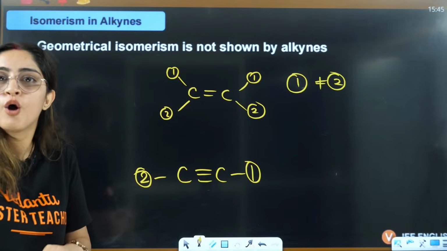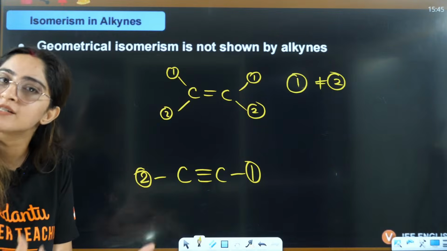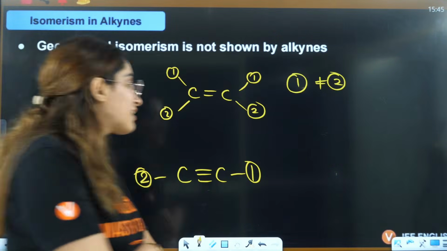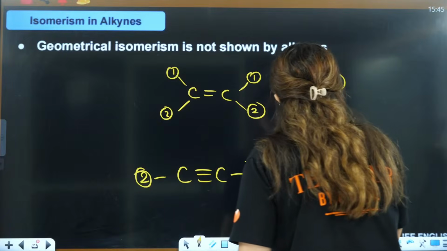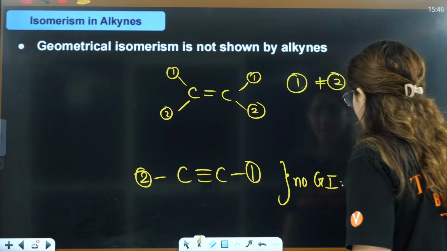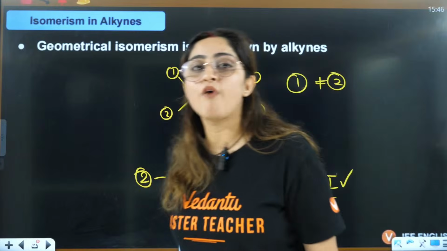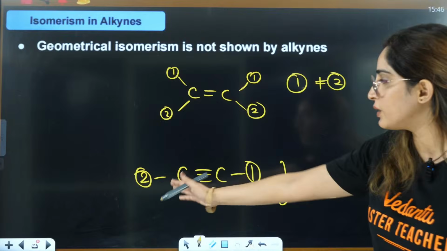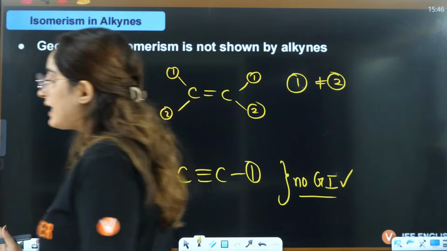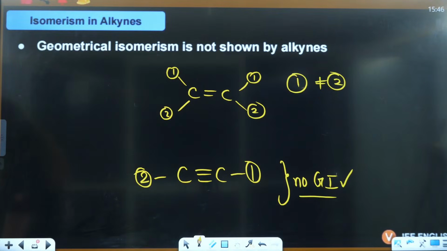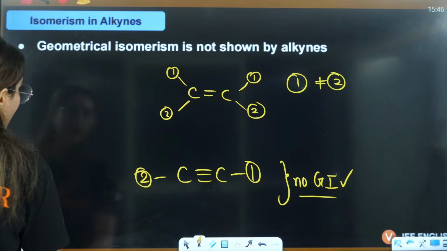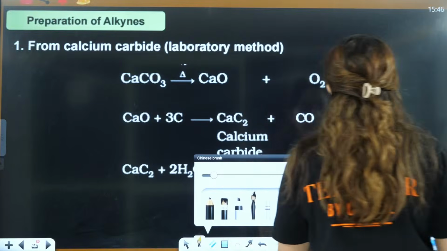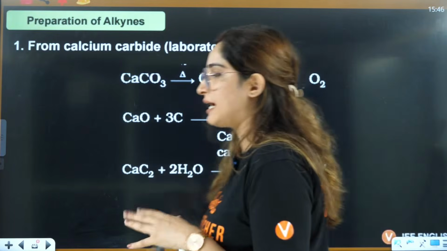So there is no point of saying 2 different substituents on one carbon. There is only one substituent here. So that is the reason no GI is shown. Because the condition is on one carbon you should have different substituents. Forget about different substituents, it has only one substituent. So that's why it is not showing any kind of geometrical isomerism. Right? Now guys, let's talk about preparation of alkynes.